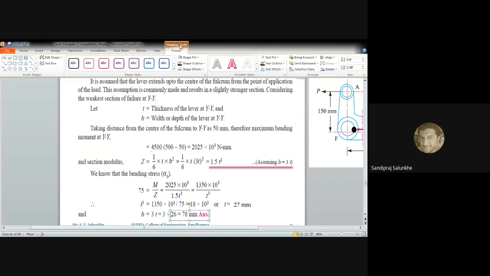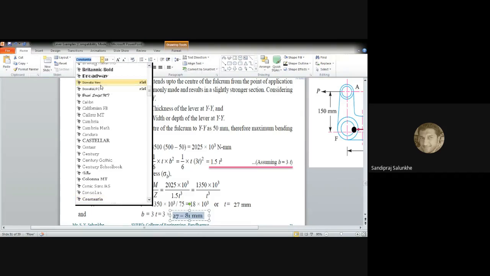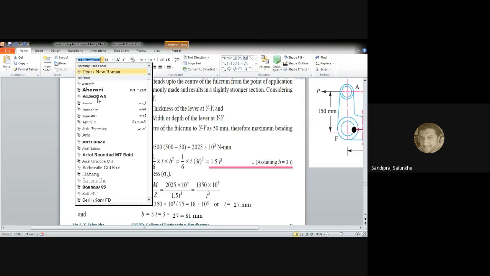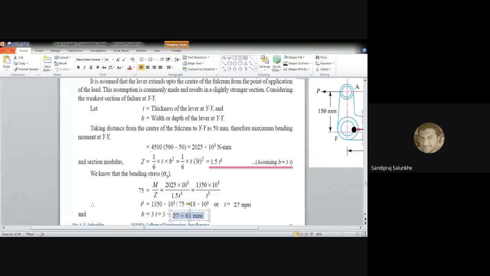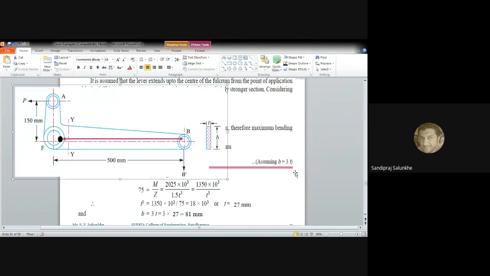Calculate करा आणि सांगा मला. 81. किती येते? 81 millimeter. So 81 millimeter is the depth of that lever which we have considered here. Okay, and here we have completed this problem.